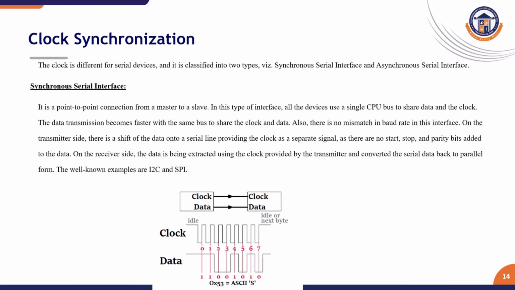On the transmitter side, there is a shift of the data onto a serial line, providing the clock as a separate signal, as there are no start, stop and parity bits added to the data. On the receiver side, the data is extracted using the clock provided by the transmitter and converted from serial data back to parallel form. Well-known examples of the synchronous serial interface are I2C and SPI. This is the simplest block diagram of the synchronous serial interface.